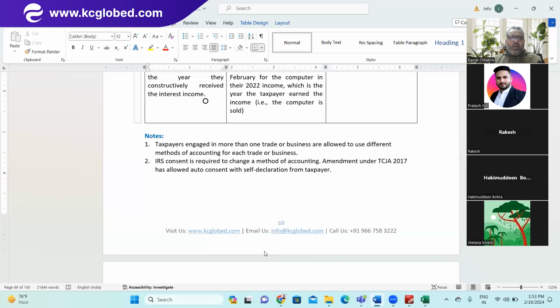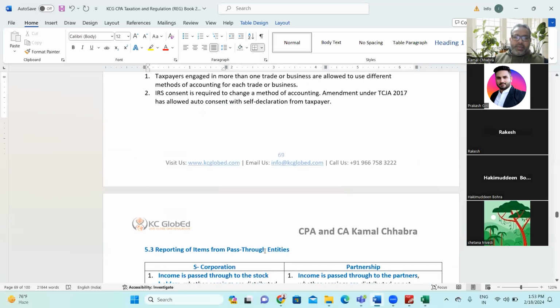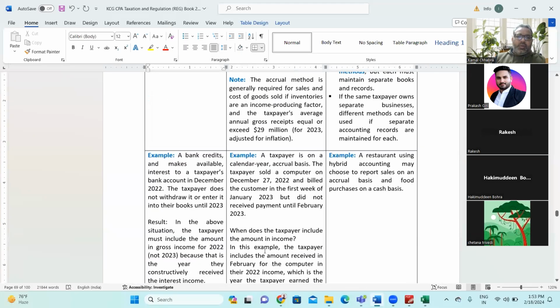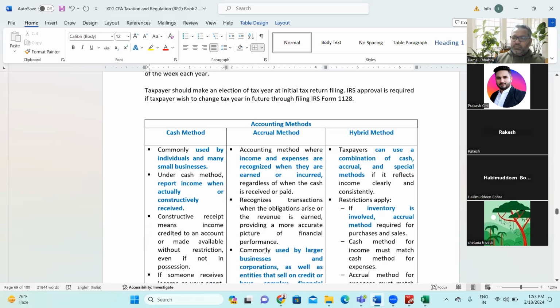TCJ Act 2017 as allowed to auto consent with self-declaration from the taxpayer. So earlier IRS consent was required in writing, but now with the self-declaration it is allowed after the TCJ Act 2017. Right? So any doubt on different methods of accounting? Clear everyone? Yes, sir. Yes, right?